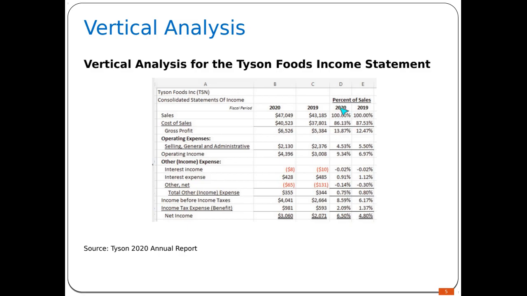But the vertical analysis takes one of the numbers in the income statement, which is sales, and compares all the other numbers with the sales as a percentage of sales. And we can see, for example, the net income was 6.5% in 2020, and it was 4.8% in 2019. So we can compare them percentage-wise between the 2 years. Okay, so that's vertical analysis.